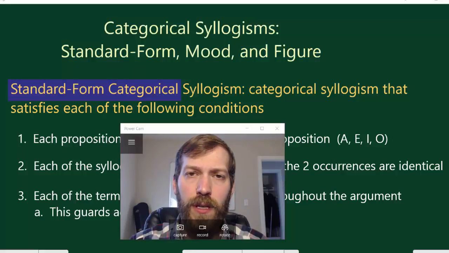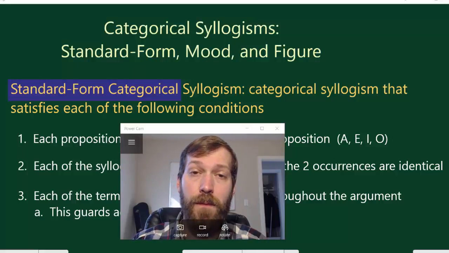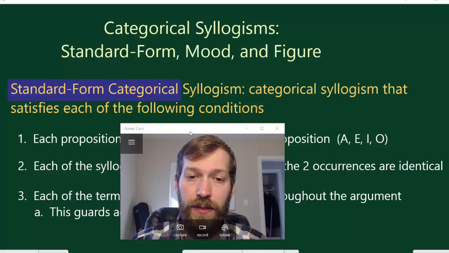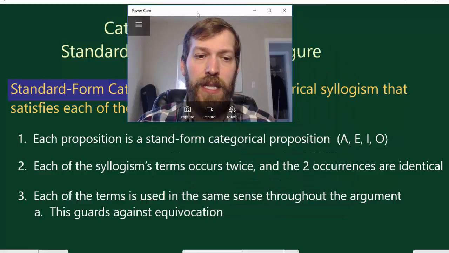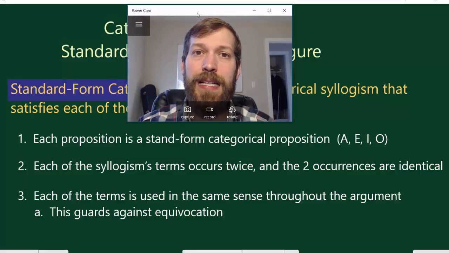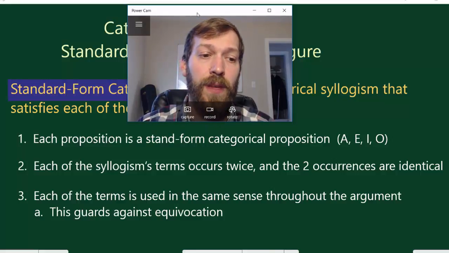So first, let's turn our attention to categorical syllogisms in standard form. They have to meet 4 conditions to be in standard form. First, each proposition is a standard form categorical proposition. So each of the 3 propositions that make up a categorical syllogism needs itself to be in standard form. And that's something we've already discussed.